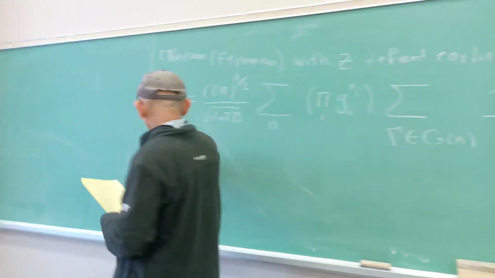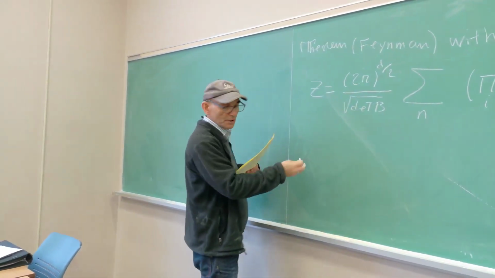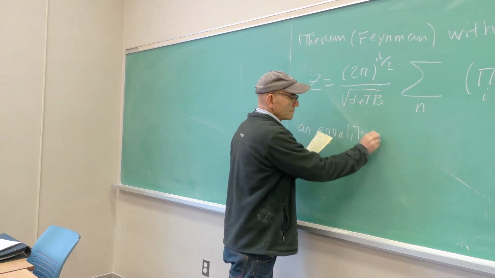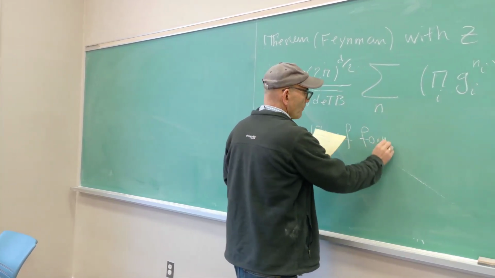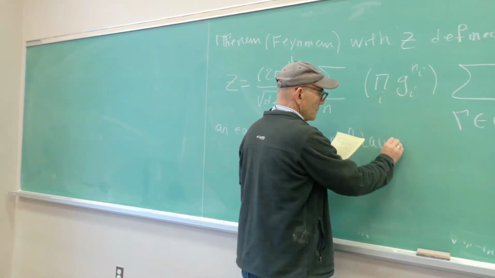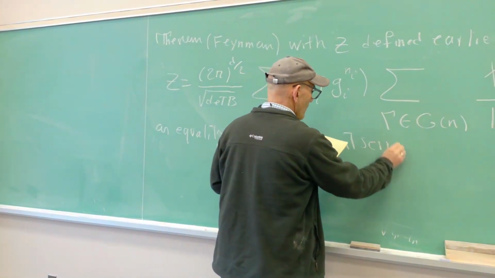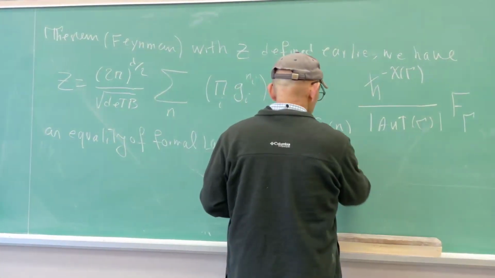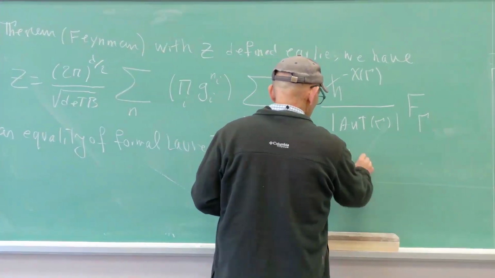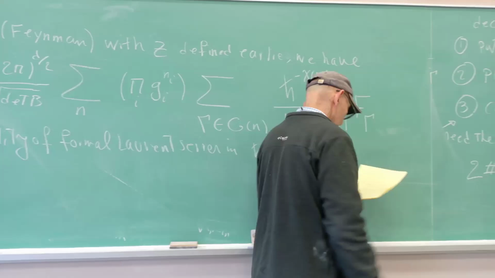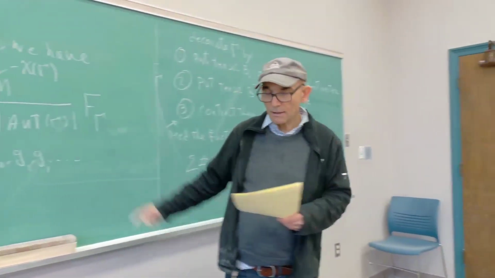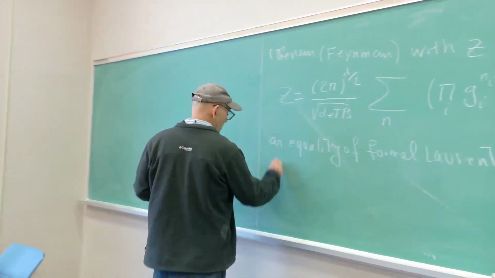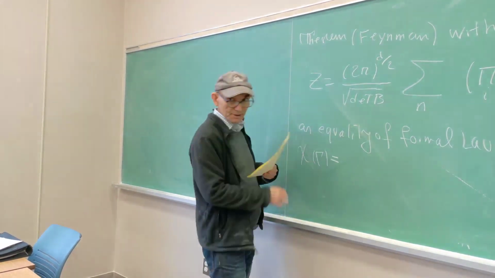So this is an equality of formal power series, formal Laurent series actually, in variables h bar and g_i. And chi_gamma, what is chi_gamma? Where chi_gamma is the Euler characteristic of the graph.